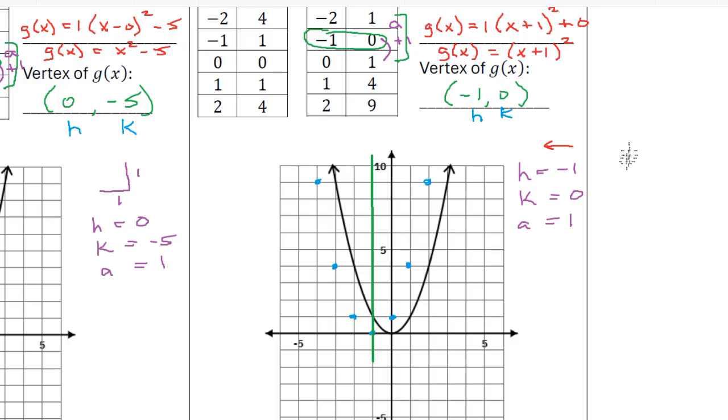And now, connect those points together, draw some arrows on the top, and you have your transformed parabola, which makes sense, class. The k value is 0, so it doesn't move up or down. The h value is -1. That means our graph is actually moving to the left.